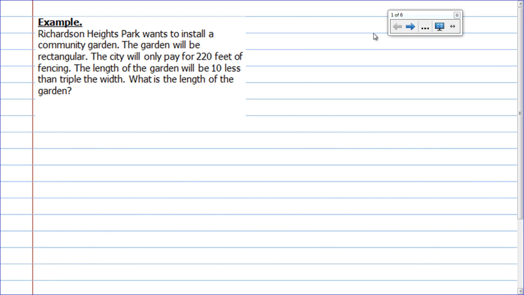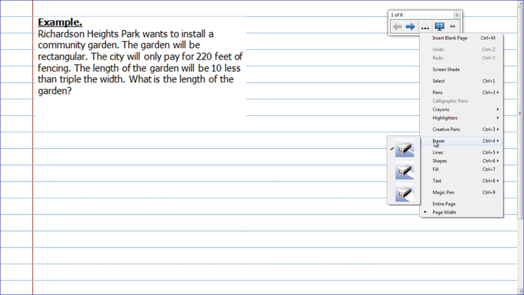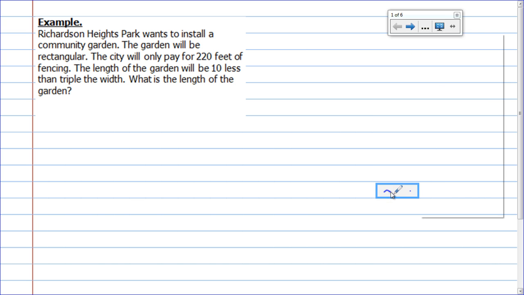All right, so here we go with TEKS check correction problem number 1. The first thing that we're going to do is read this problem and underline or highlight any of the important information we find.